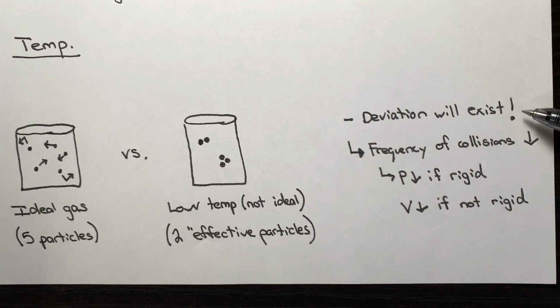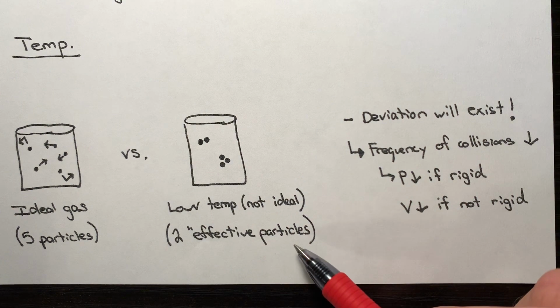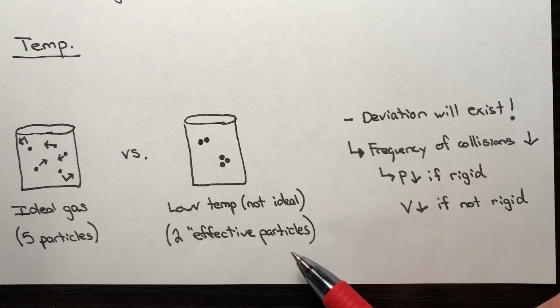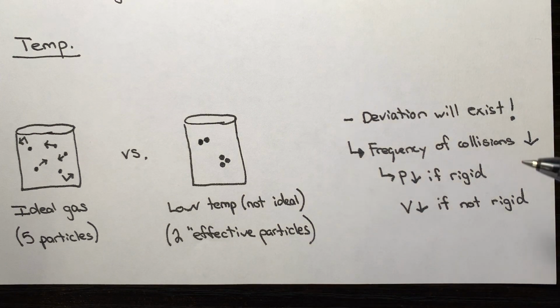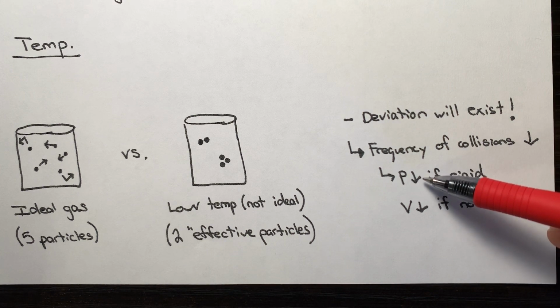So we should expect that deviation will exist. With 2 effective particles, we're going to expect that there are going to be fewer collisions. And that's what pressure is defined as: the number and the force of collisions with the inside walls of whatever container the gas is confined in. And so if the frequency of collisions goes down, if we're talking about a rigid container, then this is going to manifest as an artificially low pressure.